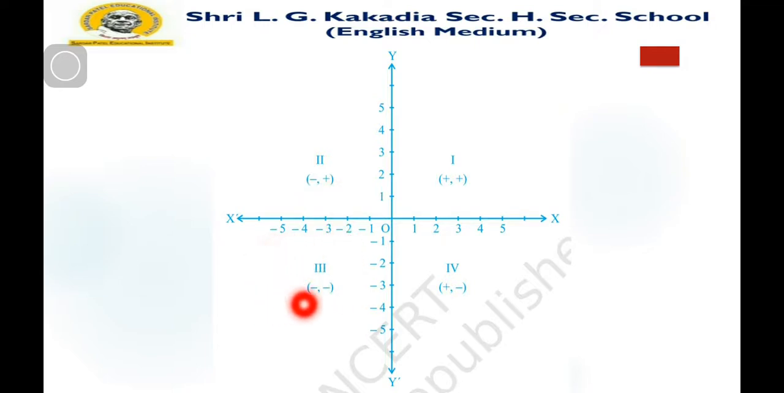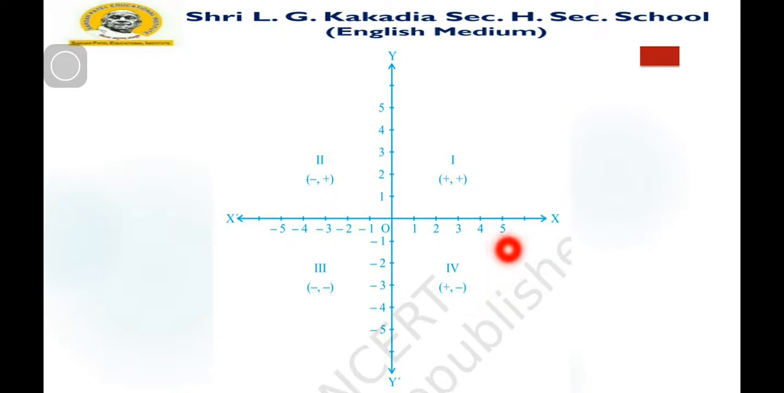Here, if the given point is in the third quadrant, then the coordinates of the point will be minus comma minus, because here the x axis is negative and the y axis is also negative, so both coordinates are minus comma minus. And if the point is in the fourth quadrant, then you can see here the x axis is positive and the y axis is negative, so its x coordinate is positive and y coordinate is negative.